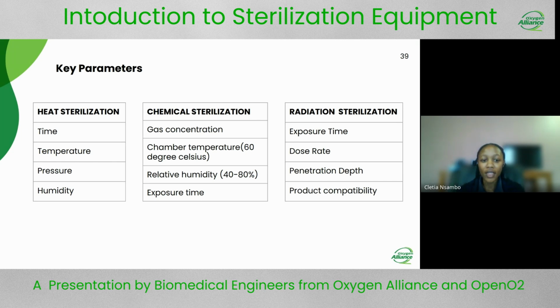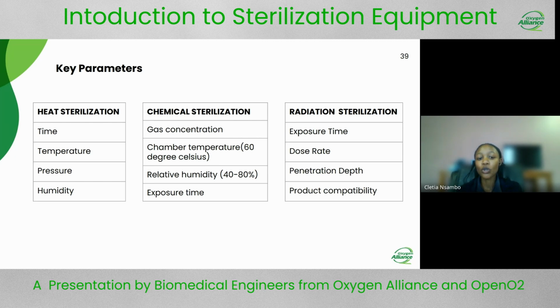And then for chemical sterilization, we have gas concentration, or the chemical concentration itself. Depending on your concentration, it will also affect the time. If the concentration of the chemical is lower, you need more time to expose your items to the gas or the chemical so that you have an effective sterilization. And then, as you mentioned, we need to have the right humidity in the sterilization chamber, which acts as a medium for your gas.